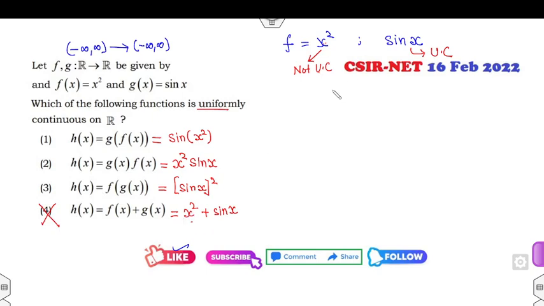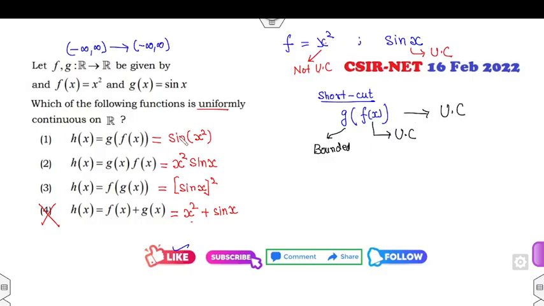Look at the first question. Firstly, I will give you the shortcut tip. The first one is the composition mapping, g of f(x). If the inside function is uniformly continuous and g is a bounded function, then this is uniformly continuous. Now you can see g is bounded, sin x is bounded, f(x) is x square, but x square is not uniformly continuous. So that means this is not uniformly continuous.